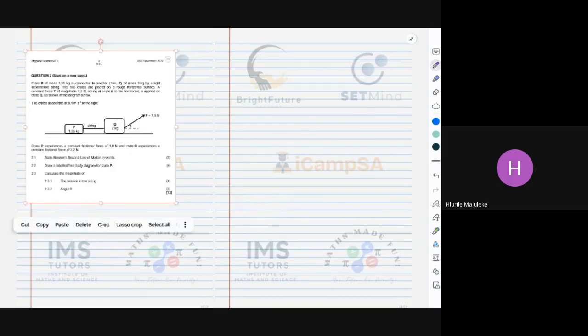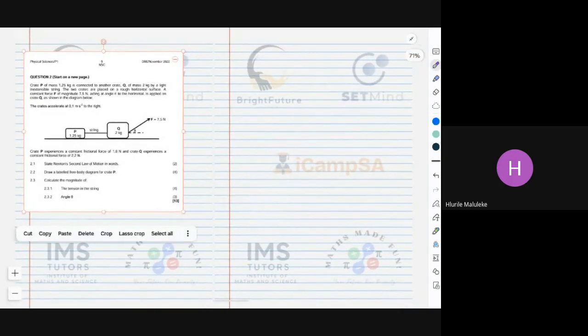So let's start with this one here. This is from 2022, right? So from 2022, we've also gone through this. So let's say the crate P, a crate of mass 1.25 kg, is connected to another crate Q, 2 kg, by a light inextensible string. The two crates are placed on a horizontal rough surface. Remember, I did tell you that before.